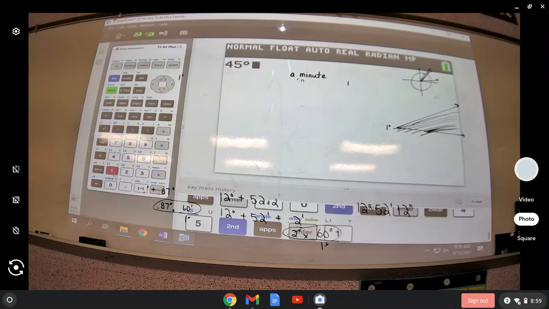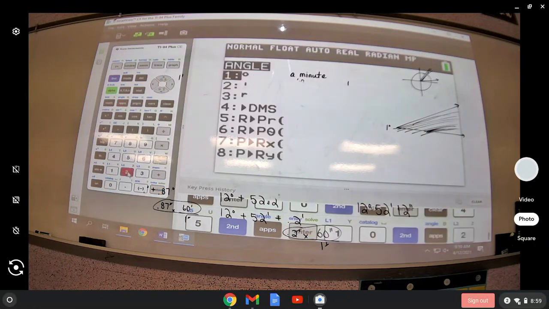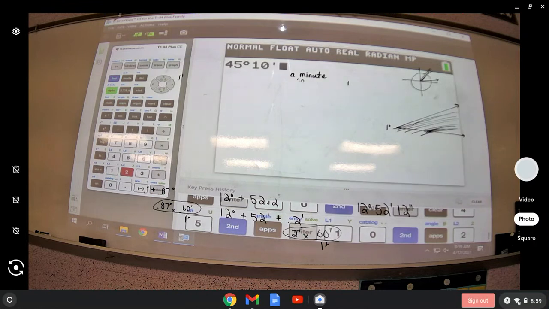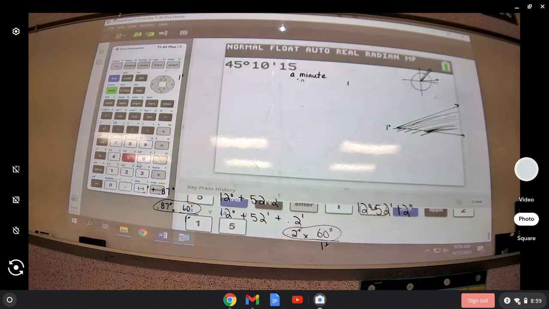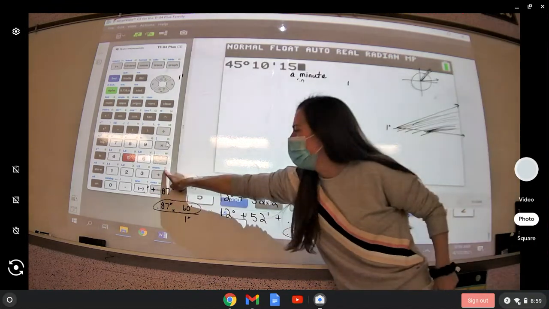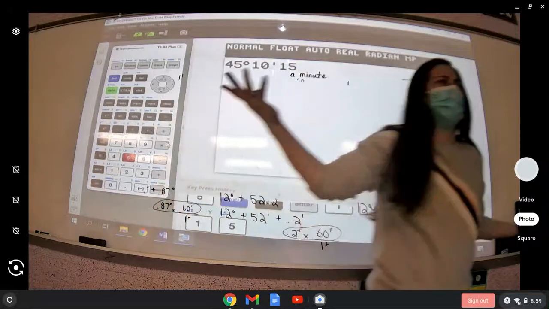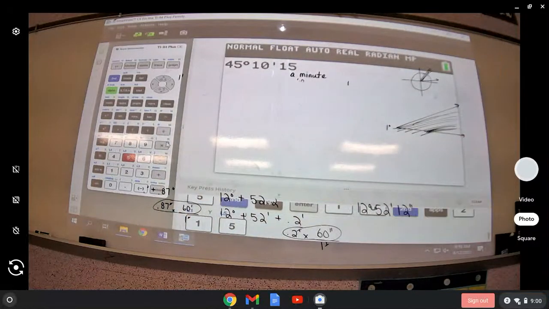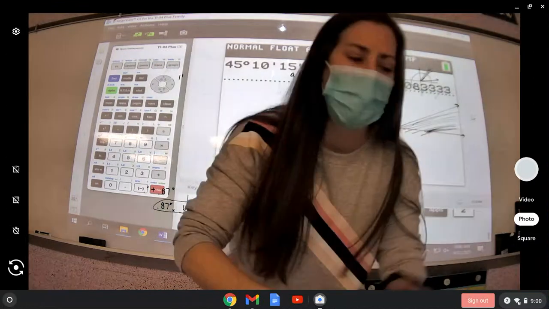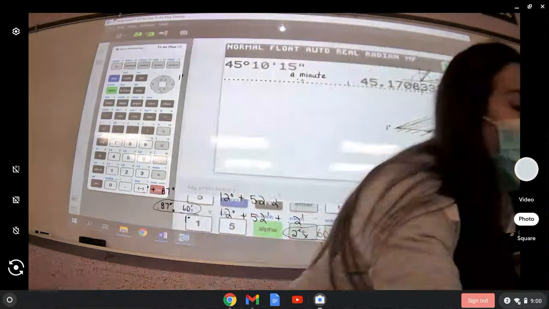Degrees, what was it? 10? What button are you pressing? Second apps. Number 2. There's minutes. And then what was the seconds? 15. Now, don't ask me why, but the seconds is in green above the plus sign. So you have to hit alpha and then the plus sign to get your seconds. And then hit enter, and there it is all in degrees. I am so sorry. I always go over, guys. I'll show you, Michael. Just give me a second.